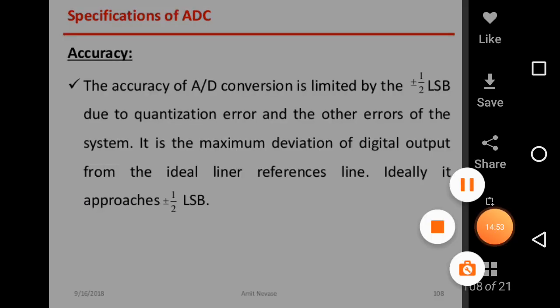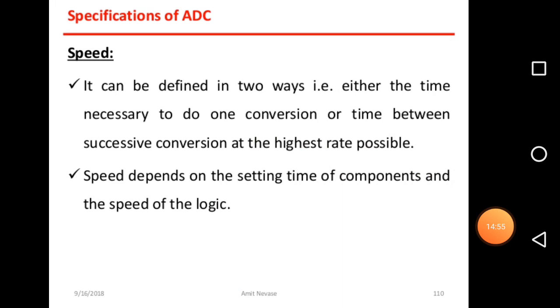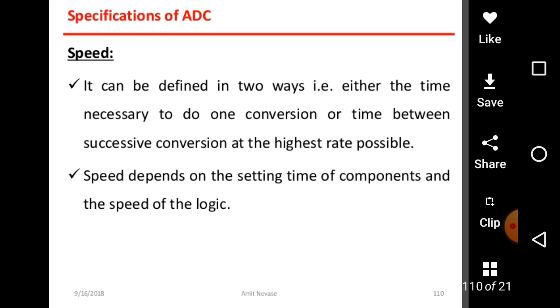Next specification is speed. It can be defined in two ways: either the time necessary to do one conversion, or the time between successive conversions at the highest rate possible. The second definition is that speed depends on the settling time of components and the speed of the logic.